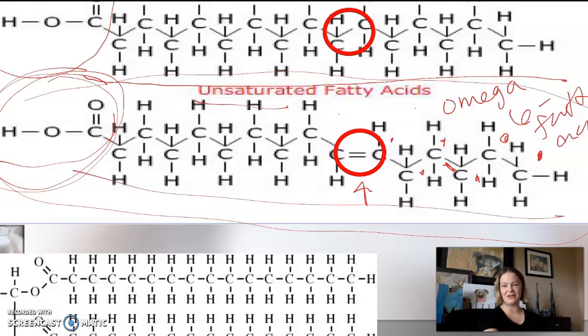So again, I want to point out carboxylic acid group, name will end in acid, really long carbon chain, we call it a fatty acid, and a double bond present between the carbons means it's unsaturated.